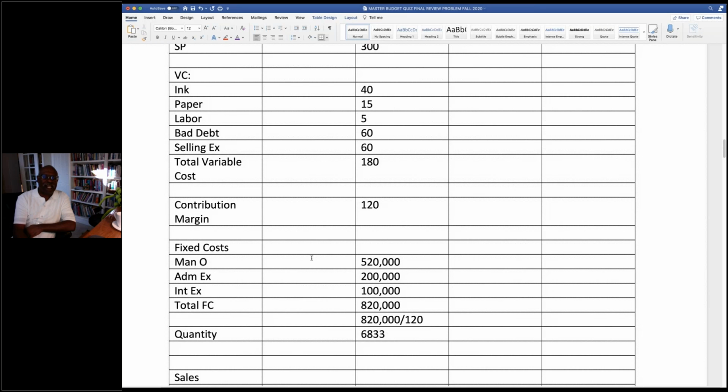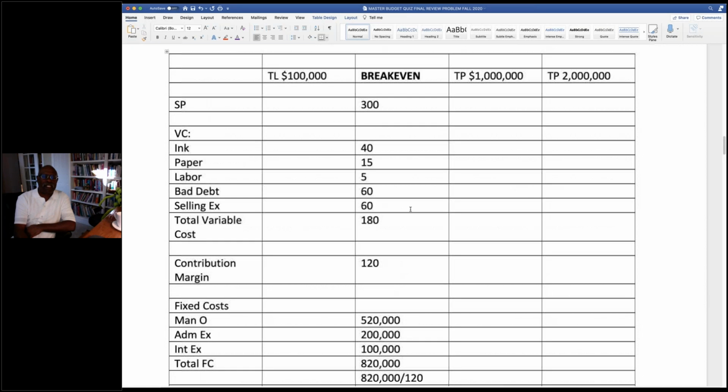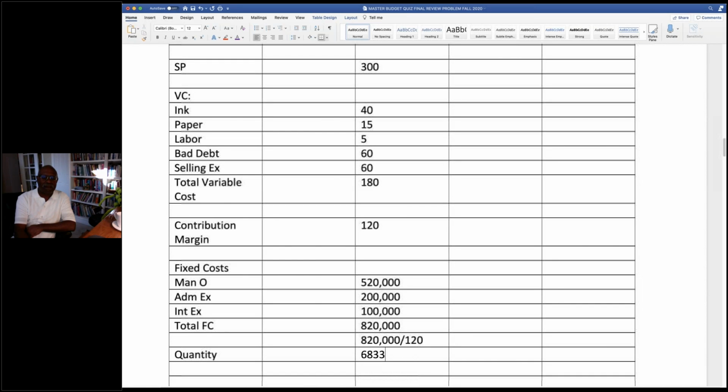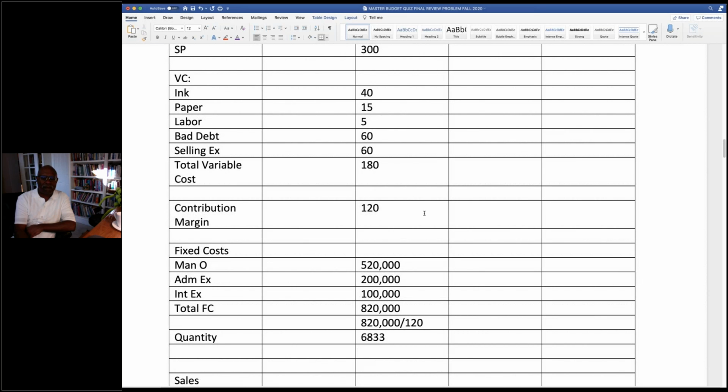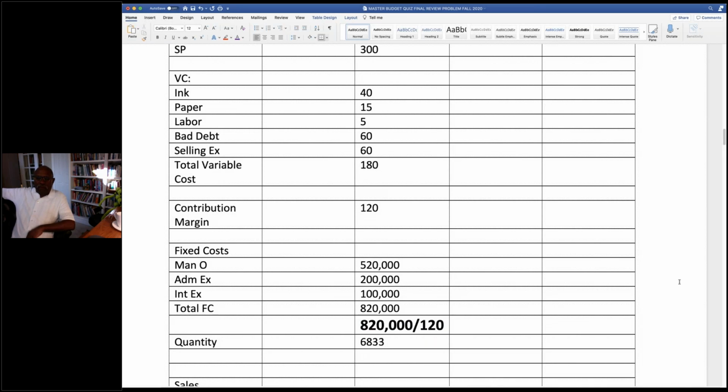Is there any question about anybody on this? How did we get the quantity? Because I messed that number up. We simply divided fixed cost by the contribution margin. That's our formula. Where's the 120 coming from? The contribution margin.